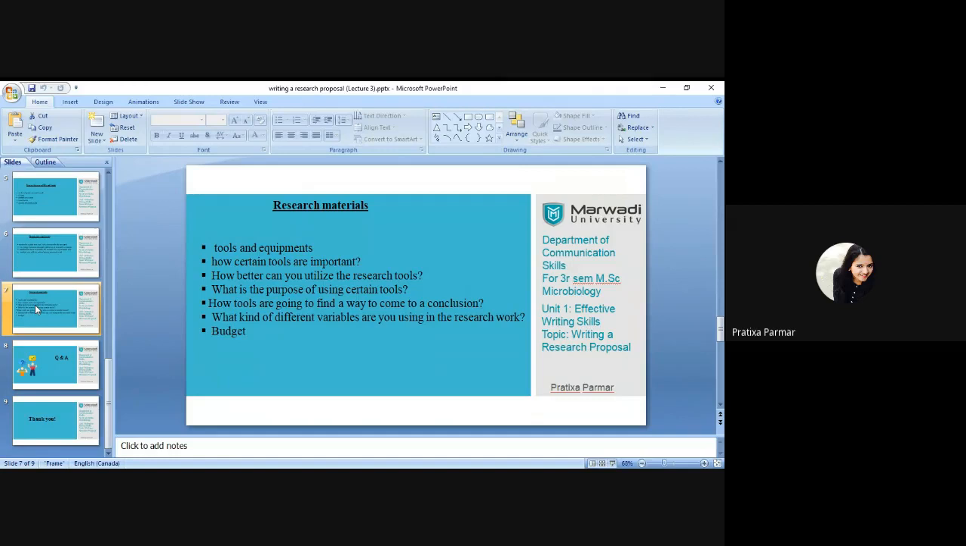How better can you utilize the research tools? What is the purpose of using certain tools in the entire process of research work? How are tools going to find a way to come up with a kind of solution? What kind of different variables are you going to use in your research work? And what could be the budget? Okay. These are the questions that you should be very much clear about before you start the actual research. So you're going to address these things in your research proposal. Fine.